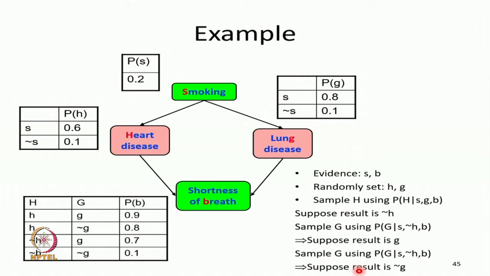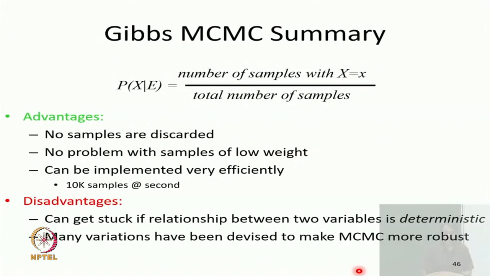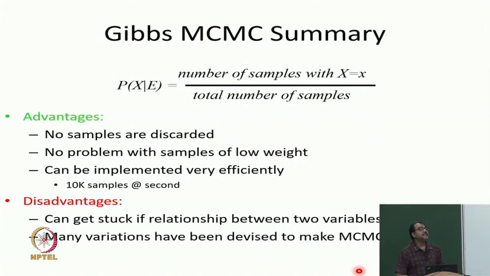In this way I generate lots of samples, and now if I have to estimate the probability of X given E, I will just check in how many samples X was a specific value, given the total number of samples, and that is my answer.